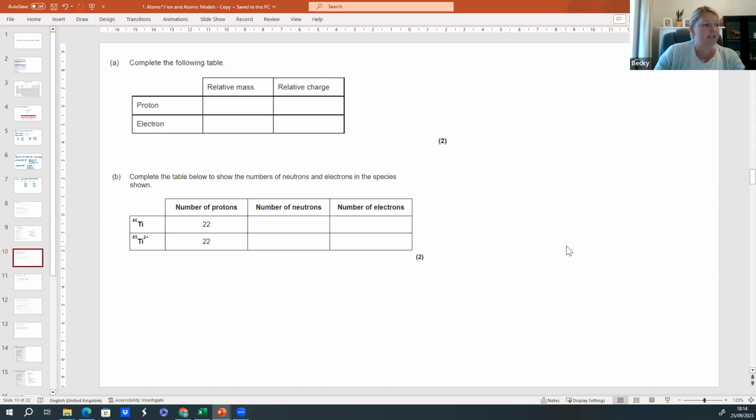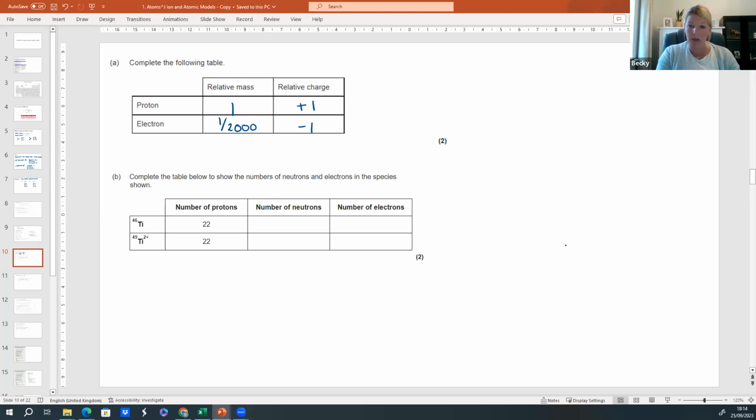Okay, these little tables, just quick wins, quick, easy little marks. Mass of a proton, 1, relative charge, +1, electron is -1. The only difference now is we need to try to remember to put that it's 1/2000. Number of neutrons and electrons, so it's given us two different elements, and we've got the number of protons. Remember, that's our bottom number. So the number of neutrons is top number, take away bottom. So we've got 46 minus 22.